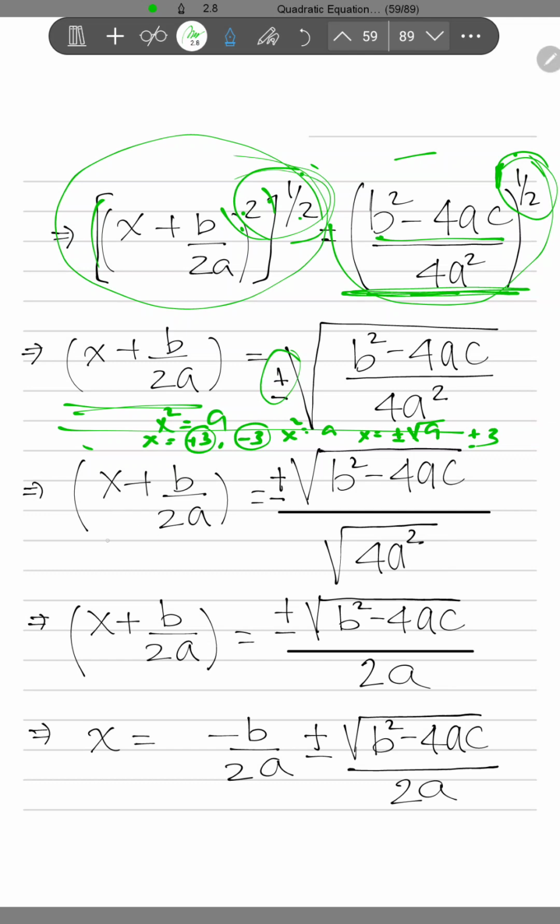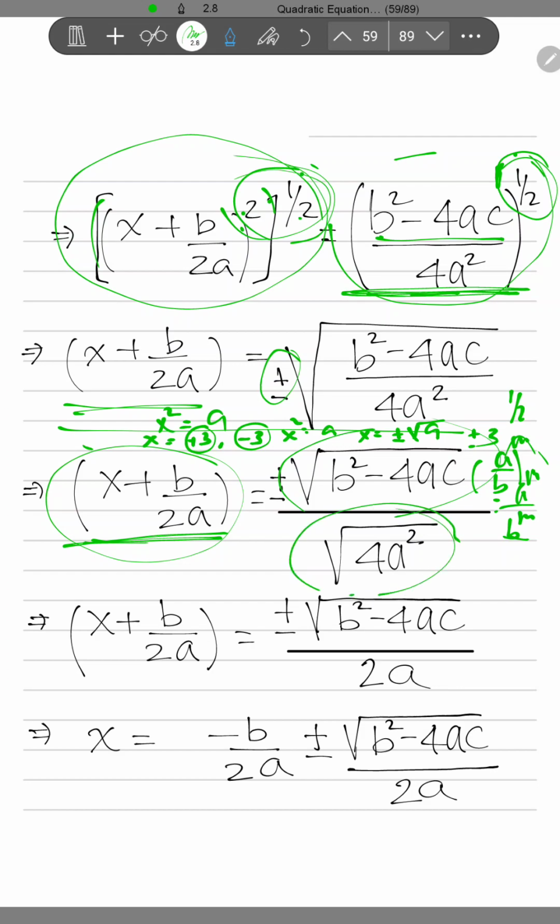Now once we have this, x plus b over 2a is equal to plus or minus, let's divide this square root for the numerators and denominators. We can split it, that's okay, because a over b to the power of m is a to the power of m divided by b to the power of m. We can do that. So if we do that, the square root, which is a power of half, that's a number. So we can put it on the upper side, b squared minus 4ac in a square root. Again, 4a squared in a square root.